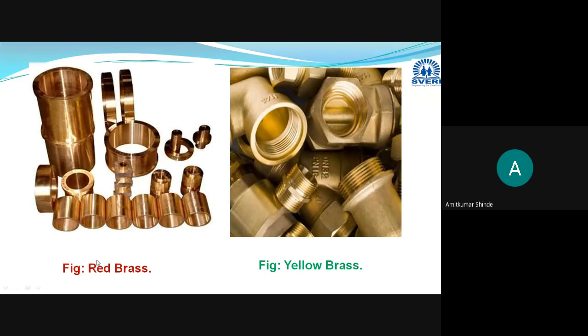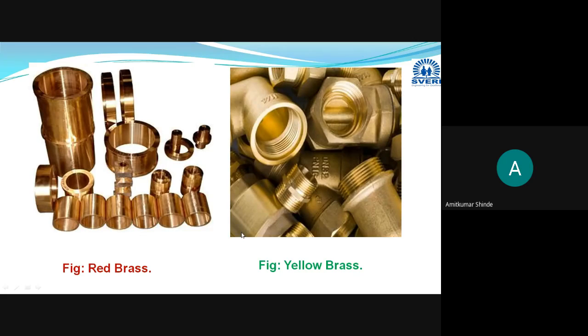Okay, reddish color means less zinc, lesser than 20% zinc and more copper, and as copper is more, its cost will be more. And in yellow brass, zinc will be more than 20% and copper will be lesser. Due to that, it will have a yellow color and will be termed as yellow brass, and its cost will be less, as you can purchase zinc at a lesser price. Okay, this is the classification, red brass and yellow brass, depending on their color.